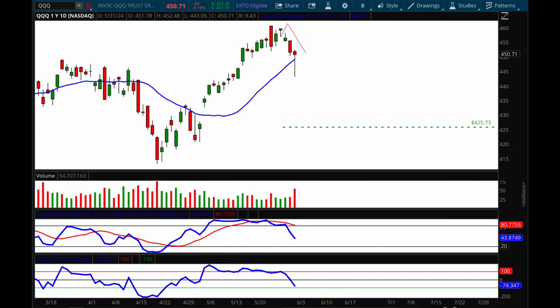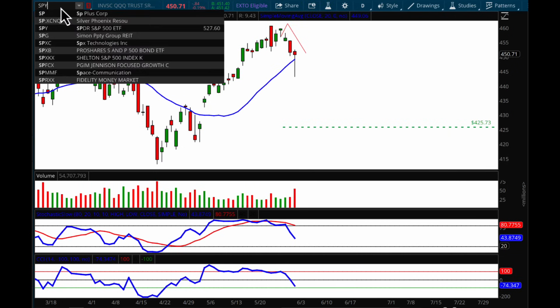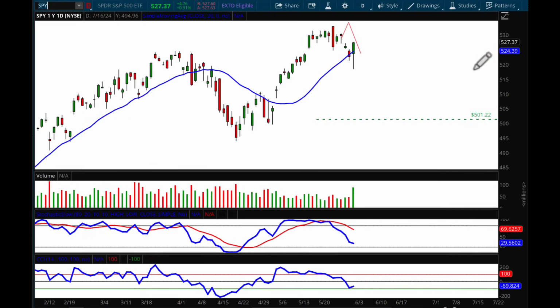80% of the time gaps fill. Then after they fill, 80% of the time prices reverse. So that is the cues. Looking at SPY, you can see the same thing. We have a duplication of this down leg. SPY is lagging the Dow.